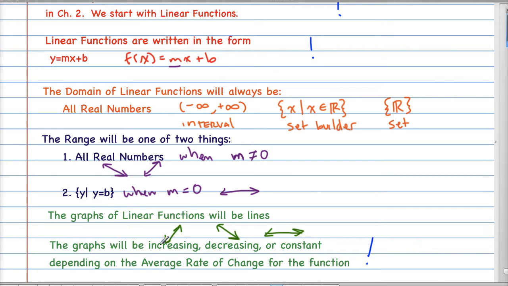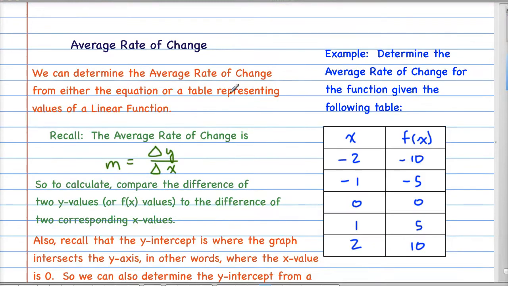Okay? So now, the graphs will be increasing, decreasing, or constant depending on the average rate of change. We already know that it's increasing if the average rate of change is positive, decreasing if the average rate of change is negative. And remember, we're reading that from left to right. And it would be constant if our average rate of change is 0. So, looking at the average rate of change, there are a few ways that we can determine the average rate of change or slope of a line.